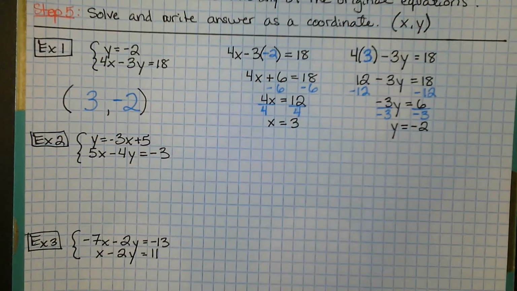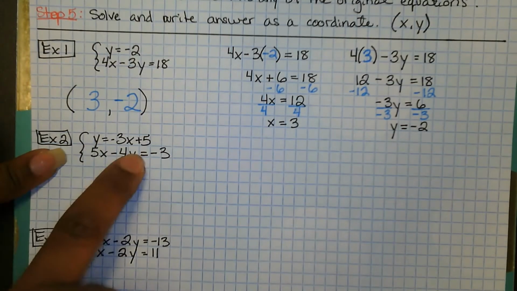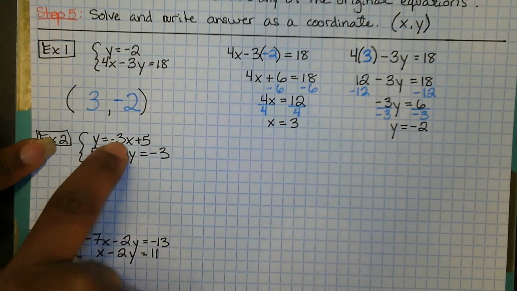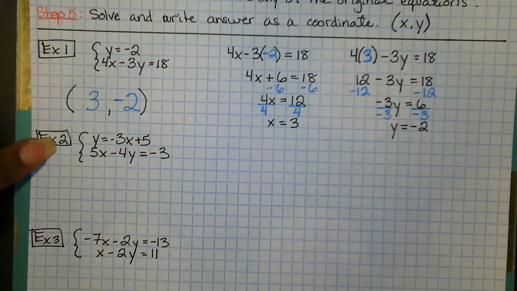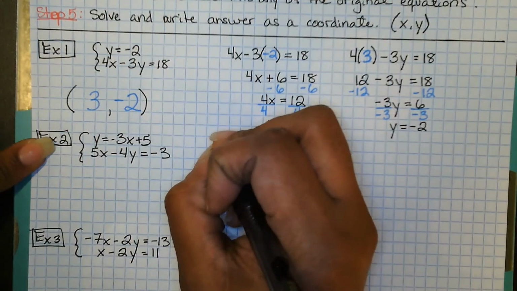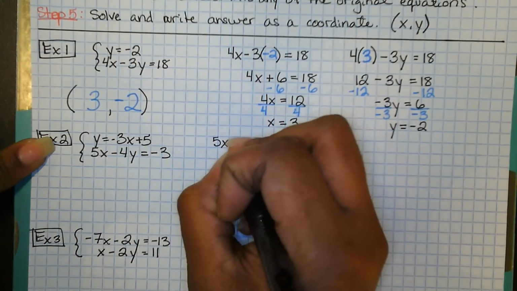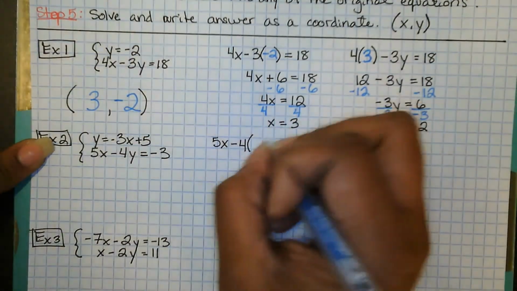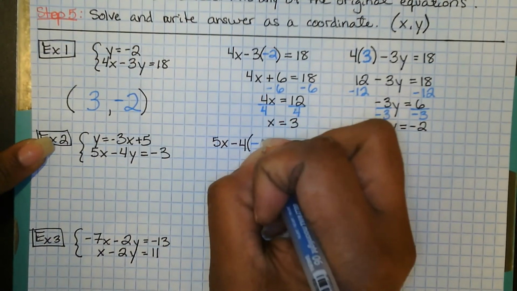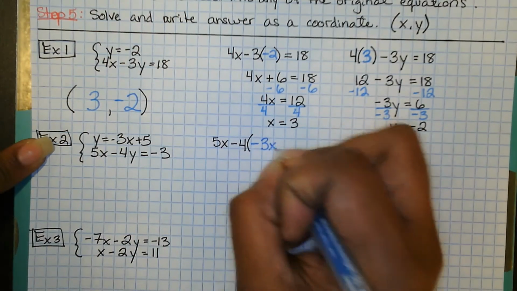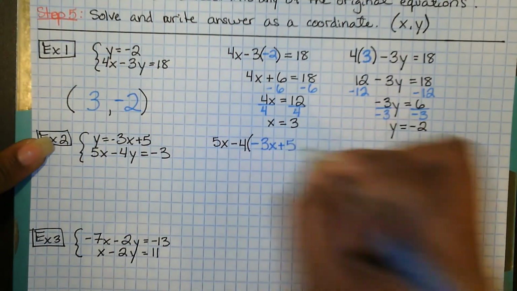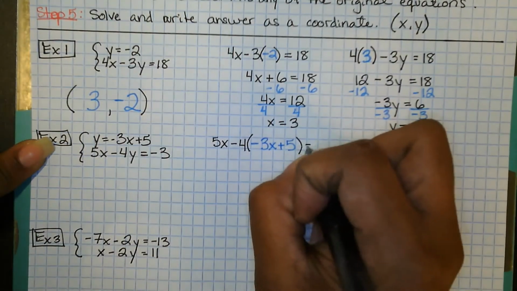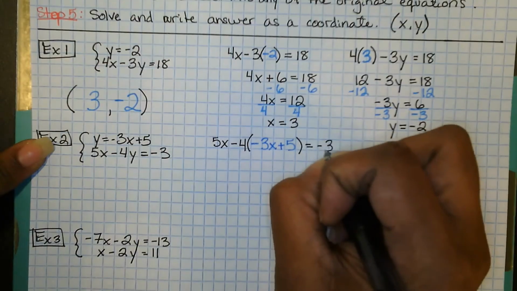So our first step is going to be plugging in this expression for y, because we know y is equal to -3x plus 5. So that means wherever I see a y in the other equation, I'm going to open up parentheses and I will plug in what y is equal to. So -3x plus 5 equals -3.